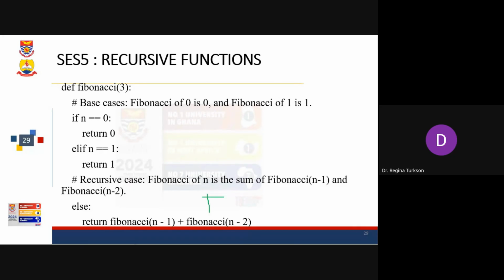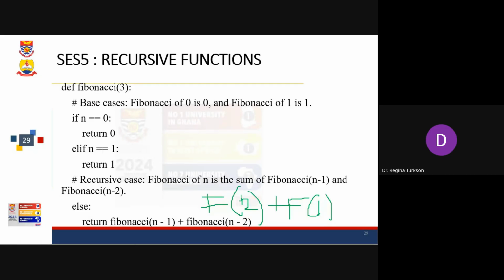Put the 2 first, plus fib of 1. That is when we look at the else section. That is what we have now, because our n is 3. They are saying that we should have fib of n minus 1 and then fib of n minus 2. Our fib of n minus 1 is fib 2, and our fib of n minus 2 is 1.